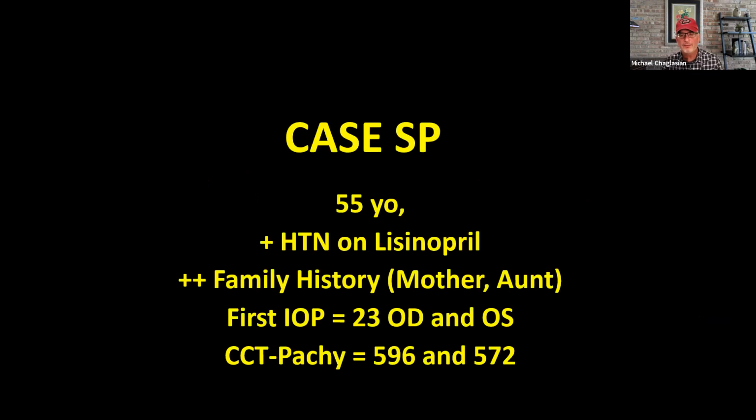Okay, let's do some cases to wrap this thing up this evening. This is a 55-year-old who has systemic hypertension, has a strong family history of glaucoma. First IOP readings were 23 in the right eye, 23 in the left eye. Pachymetry was really quite thick at 596 and 572.